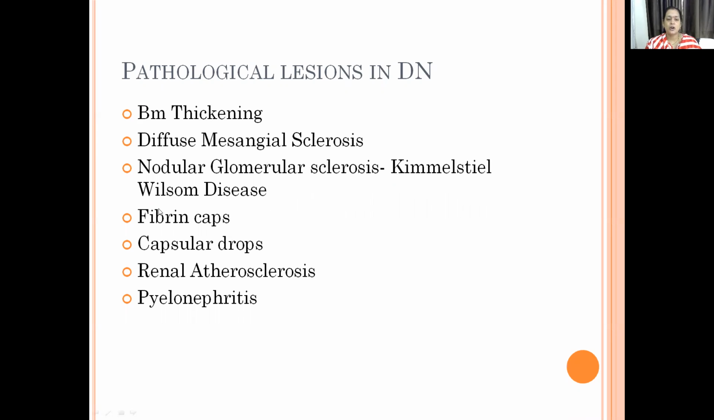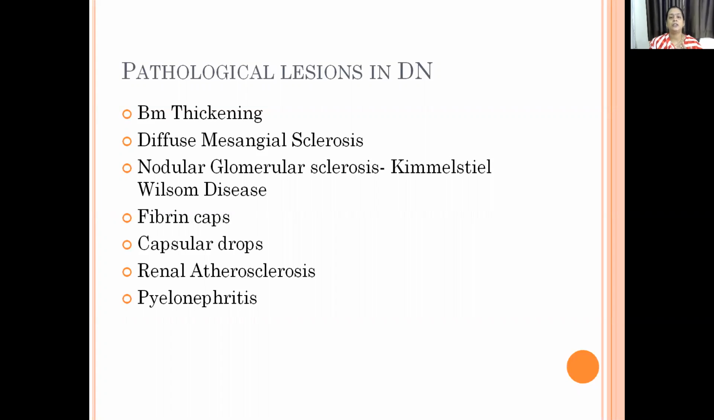Then there is something else called fibrin caps and capsular drops. They are a result of non-collagenous substances. See, nodular glomerulosclerosis is a result of collagenous material, but fibrin caps and capsular drops are a result of non-collagenous substances accumulating either beneath the capillaries, which are called fibrin caps, or in the Bowman space, which are capsular drops. So this is pertaining to the glomerular lesions.